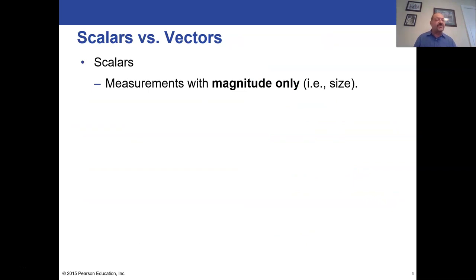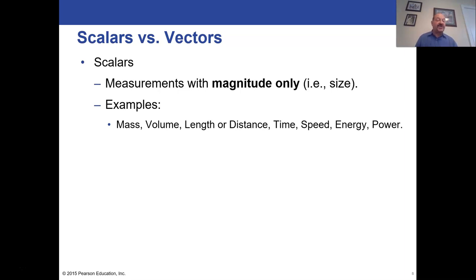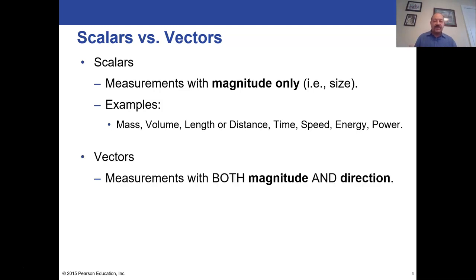Scalars and vectors refer to different kinds of properties. Properties either are properties that only have size, what we call magnitude only. And these would include things like mass. It's a number that tells you how big it is. Is it big? Is it small? Is it 10? Is it 50? Is it a billion? Volume, length or distance, time, speed, energy, power. These are all examples of scalar measurements. They just have size. So what's the other one?